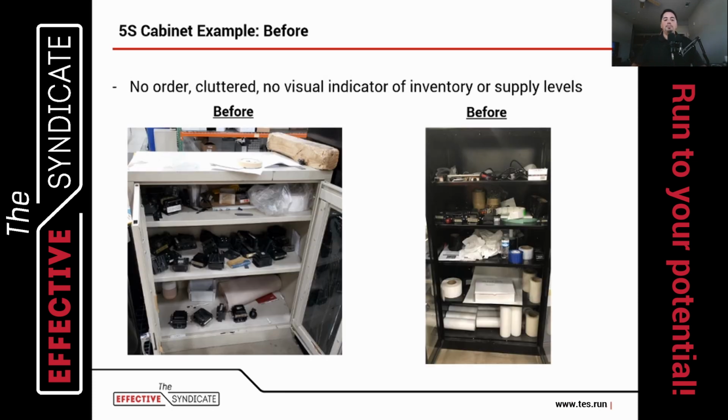Here's a 5S example for you. So these are two separate cabinets. Stuff had just been put in here. Nobody really knew what was in there. We didn't know if all of these parts worked or not. There was no order to it. No visual indicator of inventory or supply levels. It was a mess, to be honest, and nobody knew what it was.